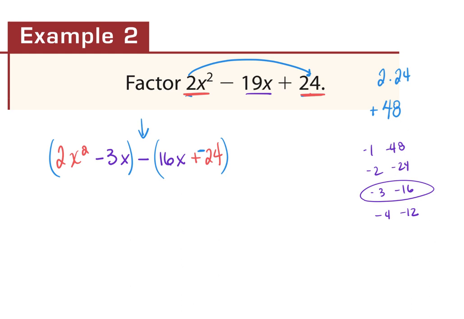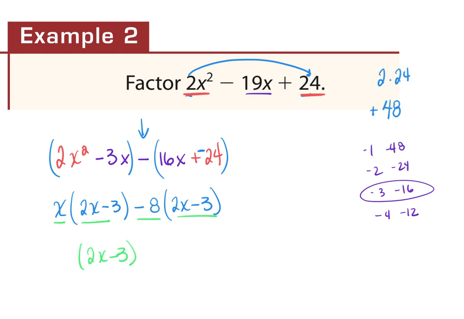All right, what can come out of my first group between 2x squared and 3x? What can come out? Just an x. I'm left with 2x minus 3. Between 16 and 24, what can come out? An 8. I'm left with 2x minus 3. My final factoring, I'm going to take that group out. I'm going to be left with this group right here. All right. I can always check it by foiling.